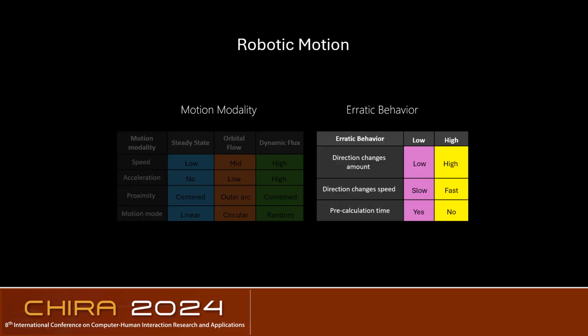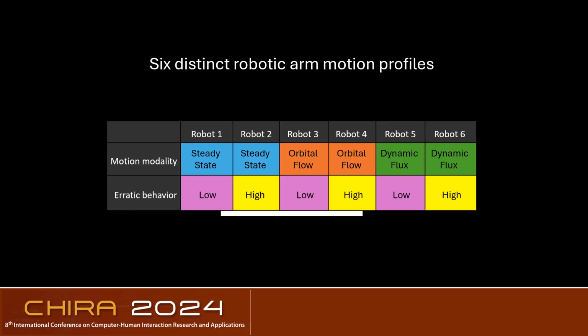Erratic behavior is classified into low level, exhibiting slow and infrequent direction changes and a pre-action calculation period, and high level, featuring rapid and frequent direction changes and no pre-action calculation time. We developed 6 distinct robotic profiles by integrating these parameters, each representing a unique combination of the aforementioned groups.